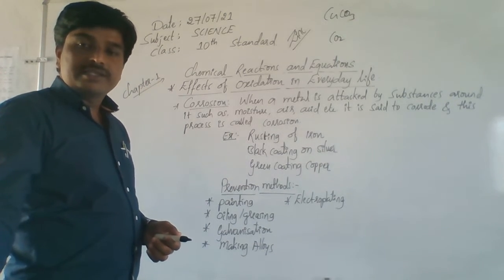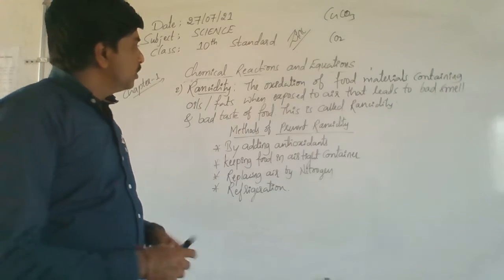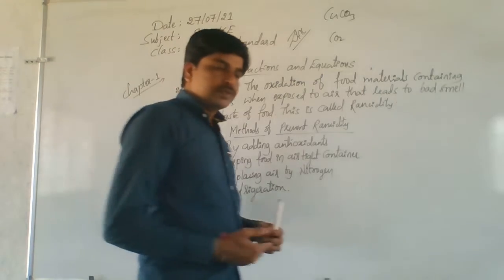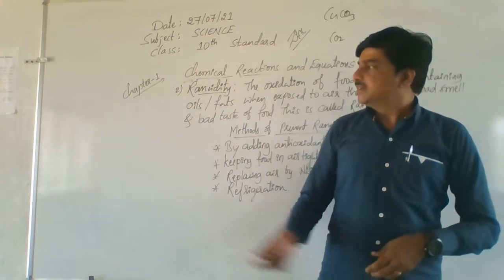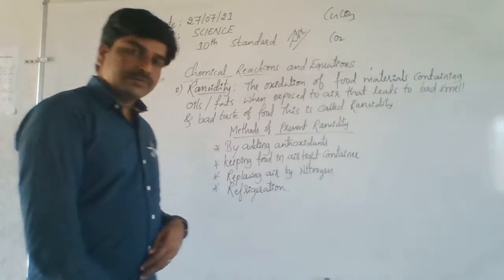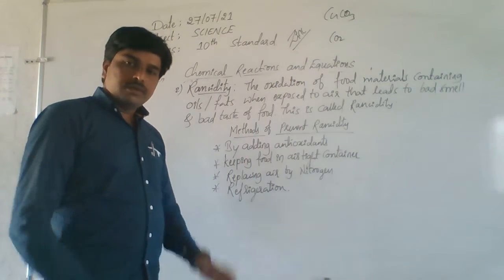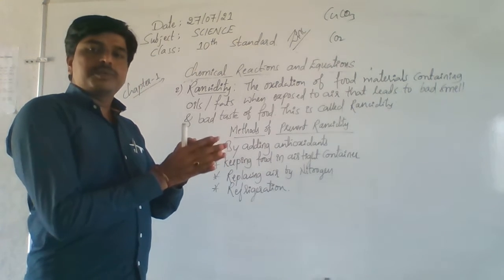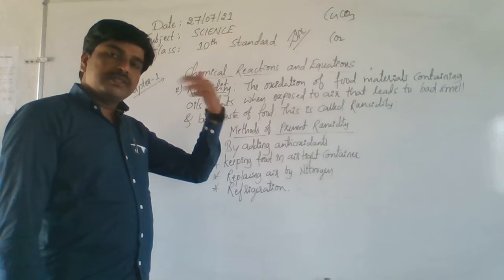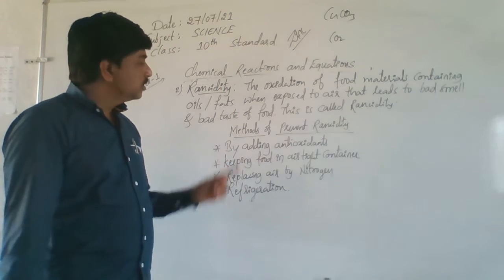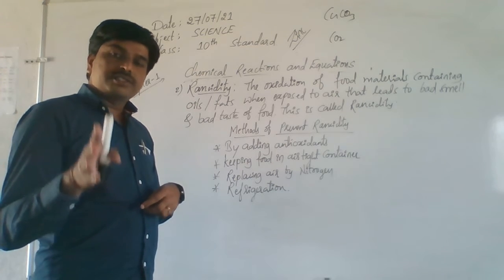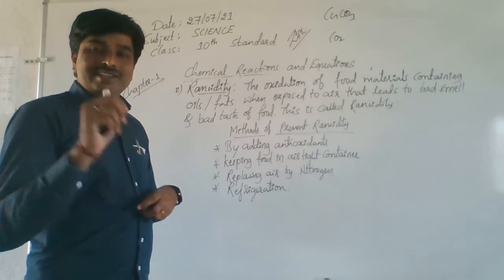Okay. So the last effect is rancidity. The second main effect of oxidation in everyday life, which we can see, is rancidity. Already you learned about that. Let's come to the last concept of this chapter, rancidity. Corrosion in general means oxidation of metals. Rancidity is the oxidation of food materials which contain oils and fats.